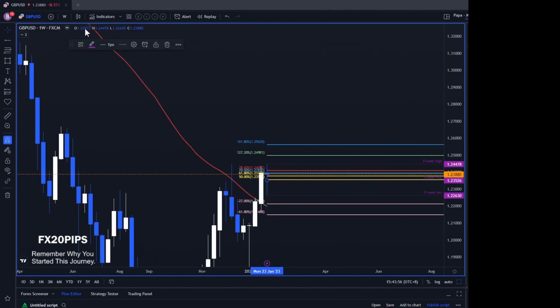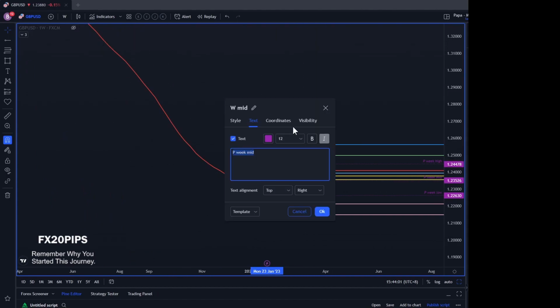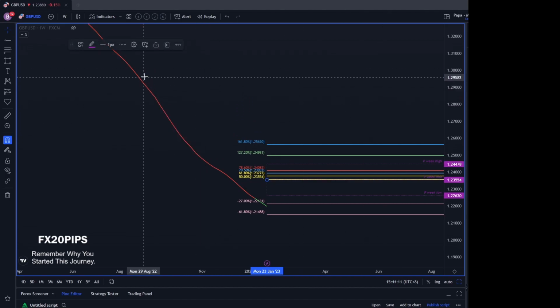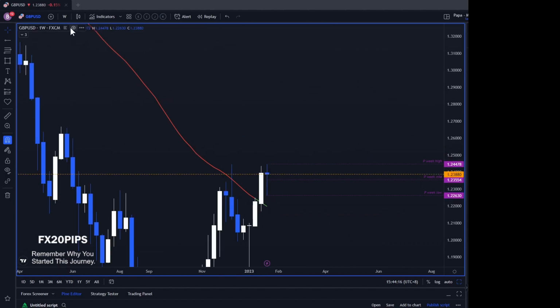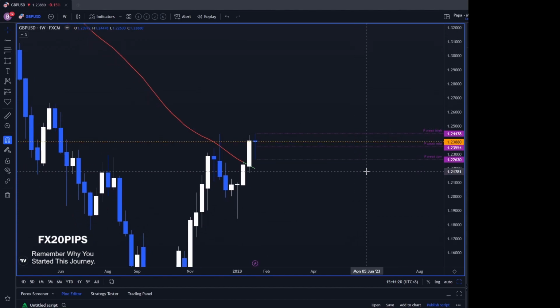If you want to be exact, you just switch off the candle, punch in the figure, and see what's 50%. 1.23454. Okay, we shifted it a little bit. That's the weekly high, low, and mid. It's like when I go to the lower time frame, I know where they are.